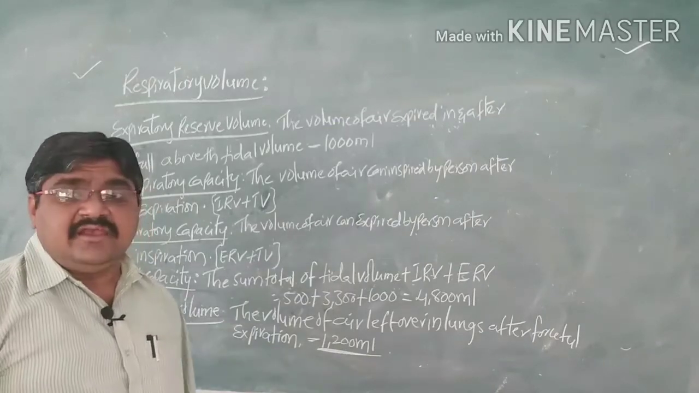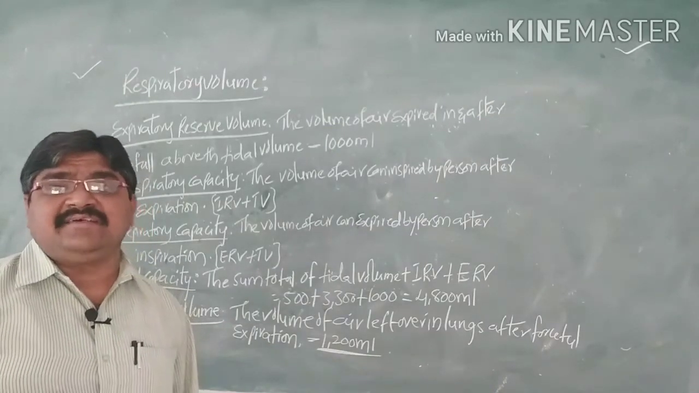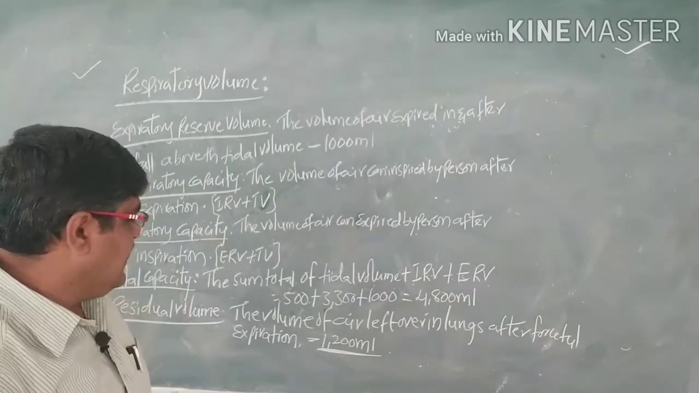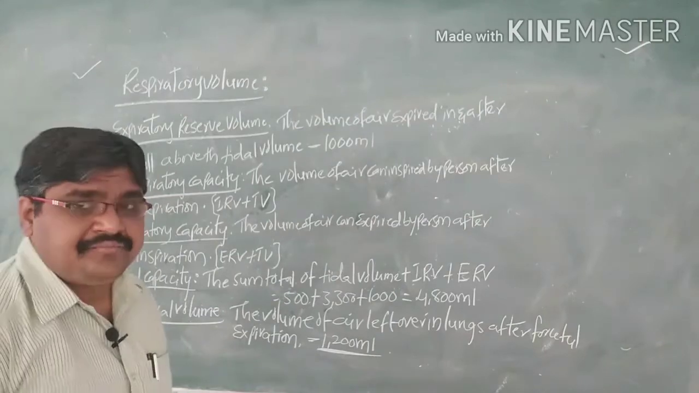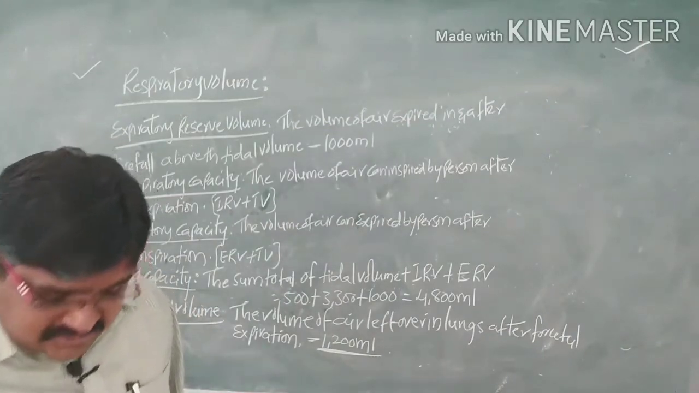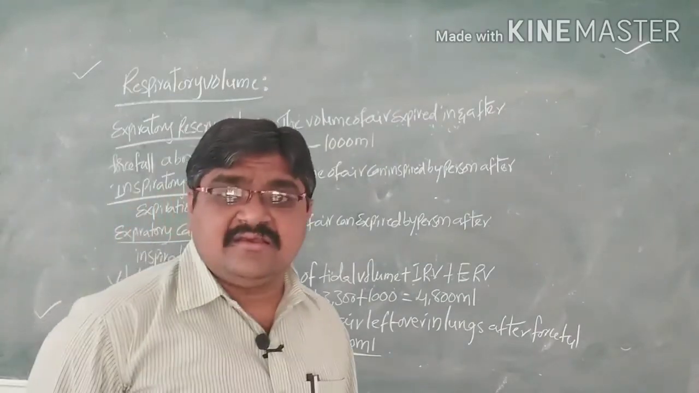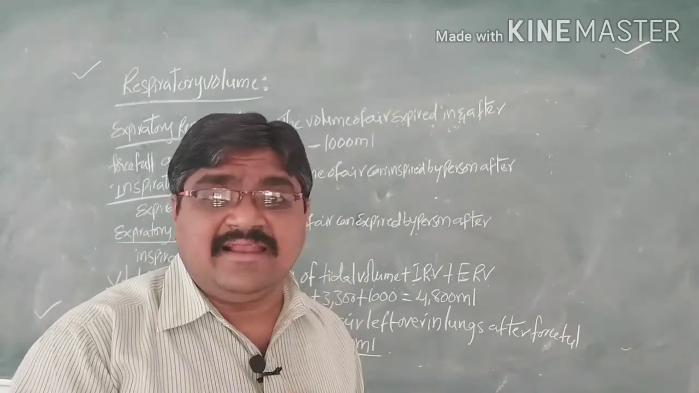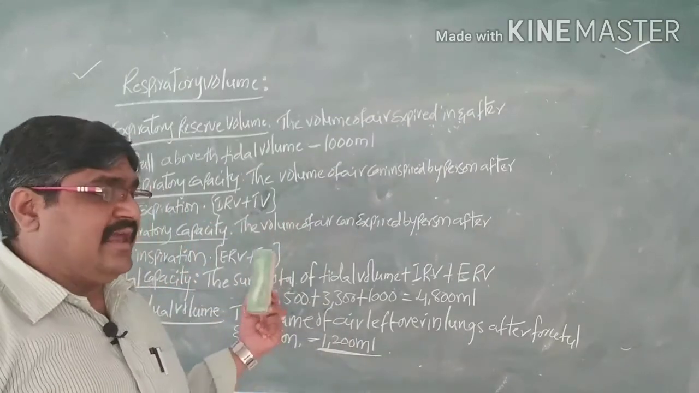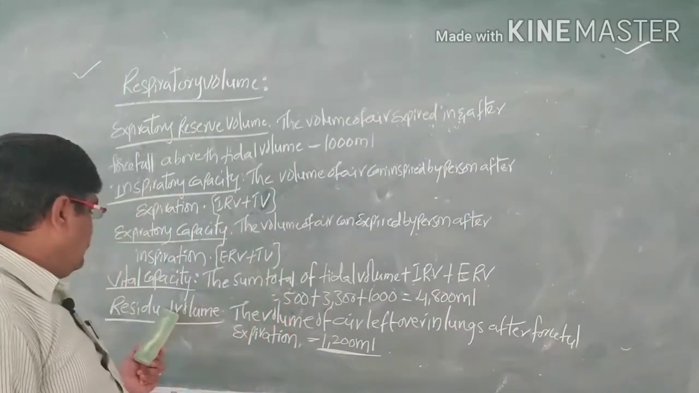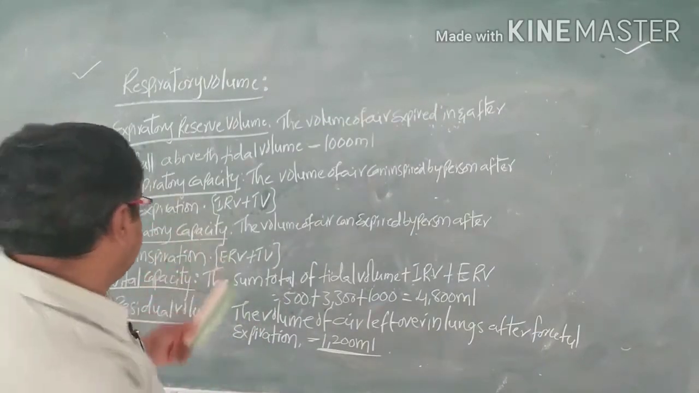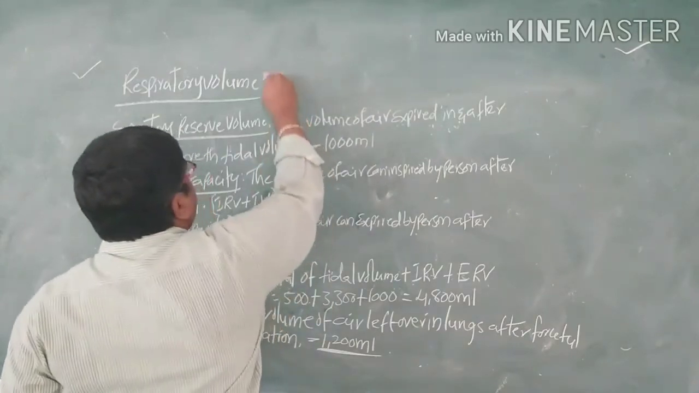Now coming to the total lung capacity. Here, if you see, the total lung capacity is the vital capacity plus the residual volume, that is, the tidal volume plus the residual volume.